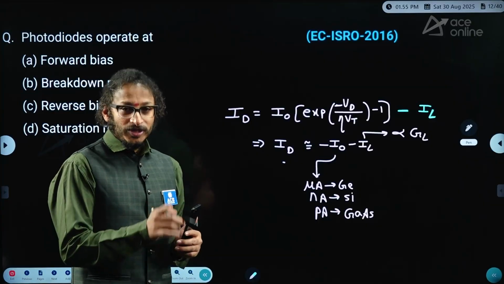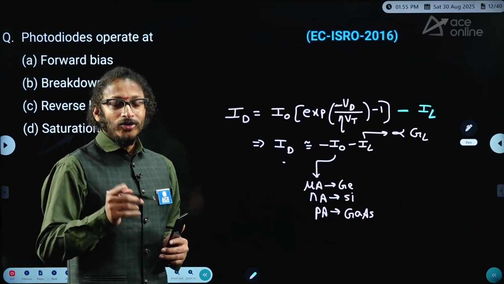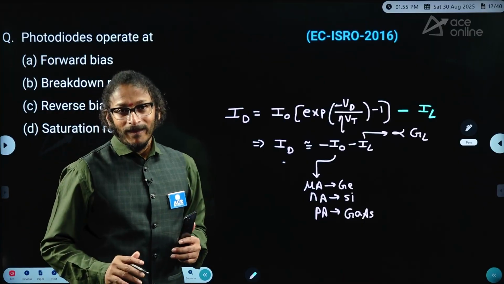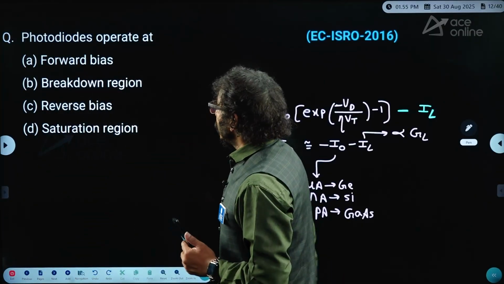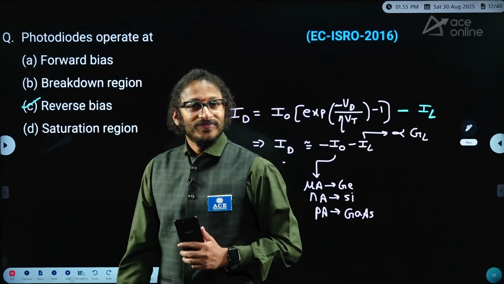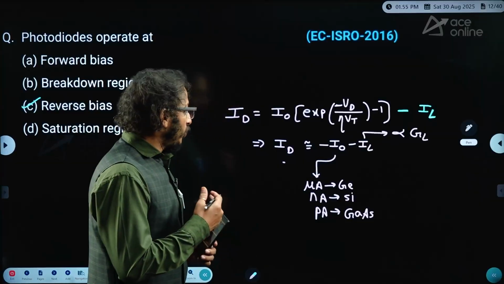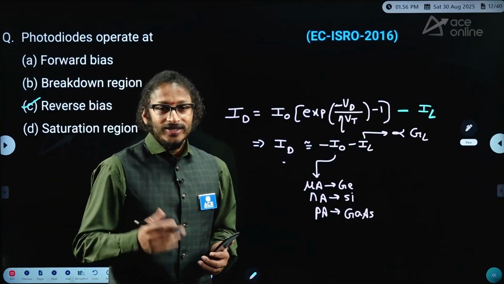This indicates the diode voltage must be negative, which indicates the cathode voltage must be greater than the anode voltage, which indicates the diode must always be reverse biased. So very simple logic. Therefore, photodiodes must always operate under reverse bias. That's it. This is the way you need to recollect the concepts we have discussed. Dear students, very easy concept, right?